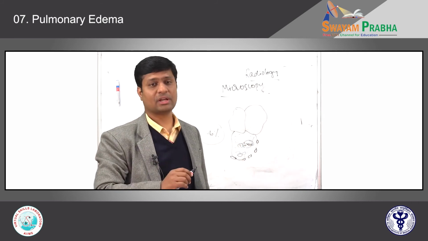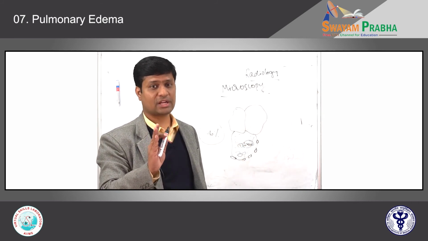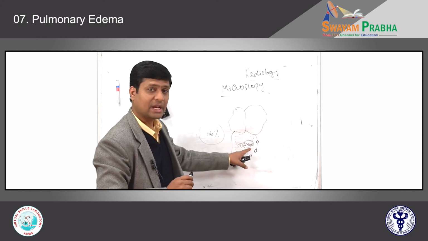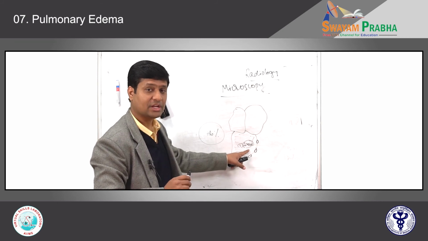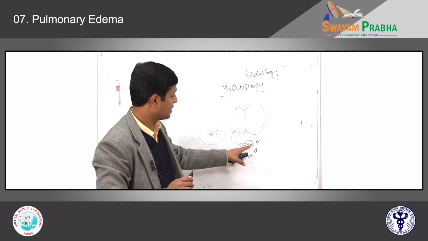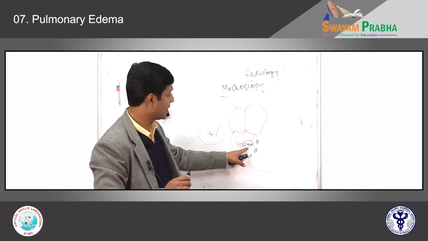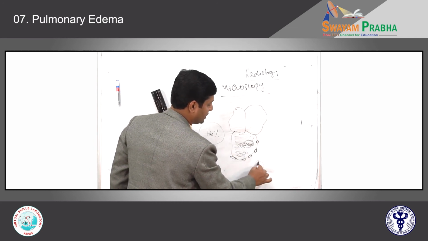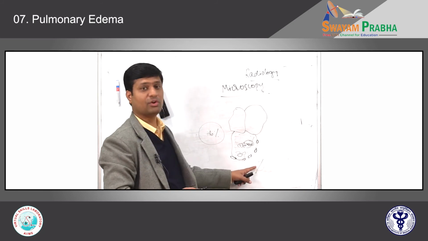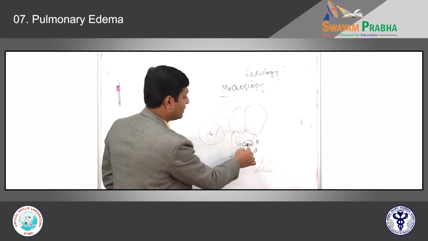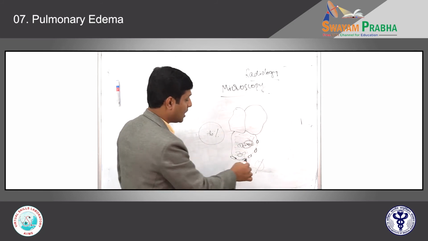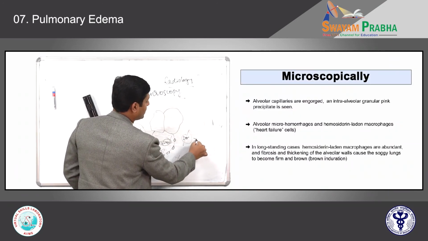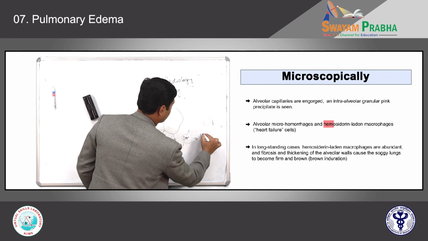Some of you might have taken iron injections. When you take an iron injection, it is very painful, right? When iron gets deposited here, it is also very stimulant to the adjacent cells. To clear off the iron, you will have macrophages. Alveolar macrophages will come and engulf the iron, and after engulfing iron, they will become hemosiderin-laden macrophages.